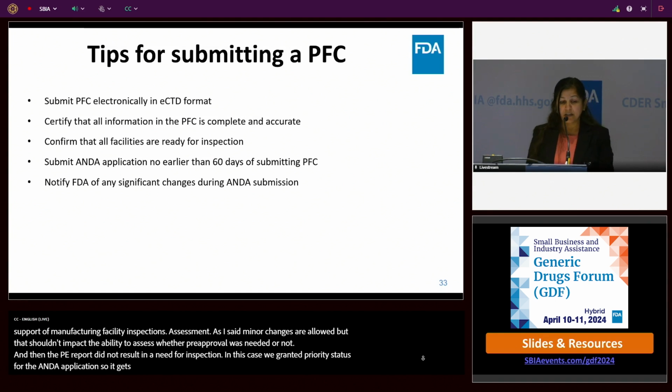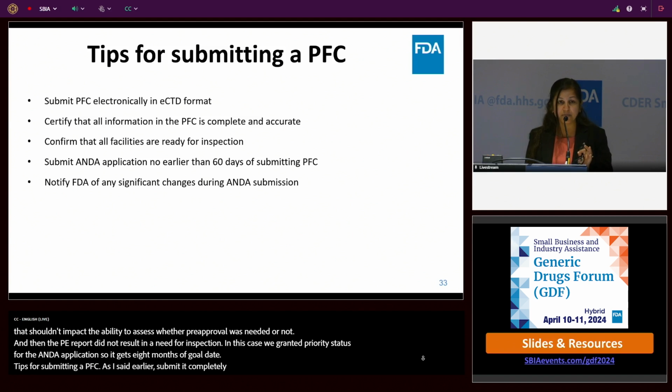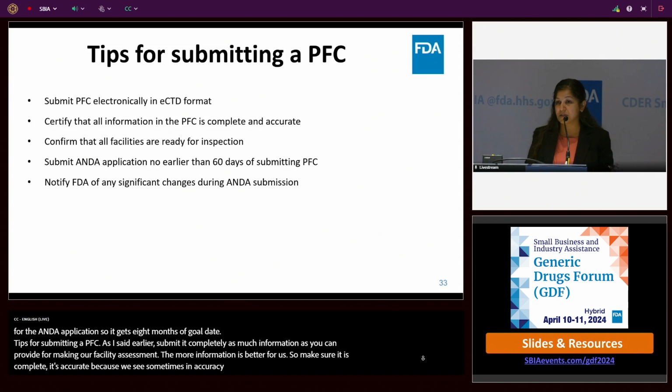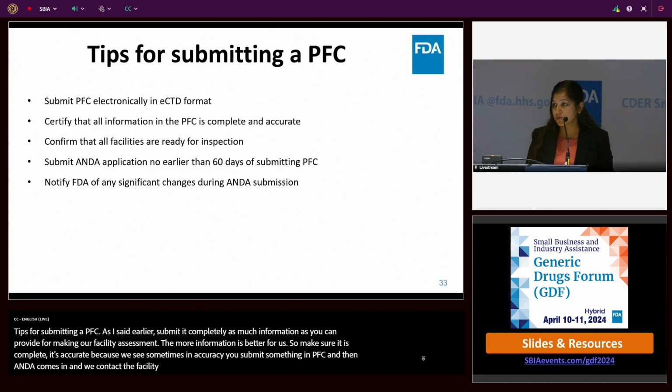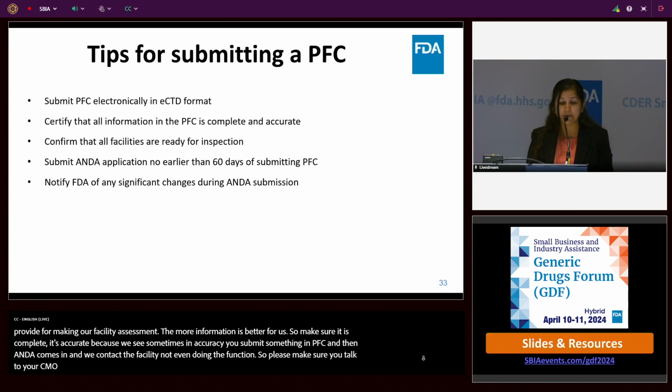Now, tips for submitting a PFC. As I said earlier, submit it completely, with as much information as you can provide for making our facility assessment. The more information, the better it is for us. So make sure that it's complete and accurate, because we have sometimes seen inaccuracies. You submit some facility in the PFC and then the ANDA comes in and we contact the facility. They are not even doing your function. So please make sure that you talk to your CMOs, as Derek mentioned, that they are doing the function that they are putting in the applications.